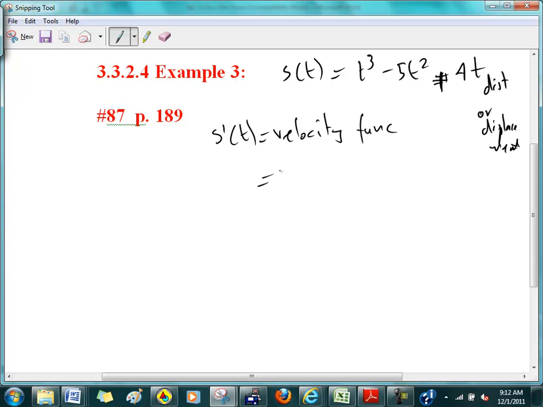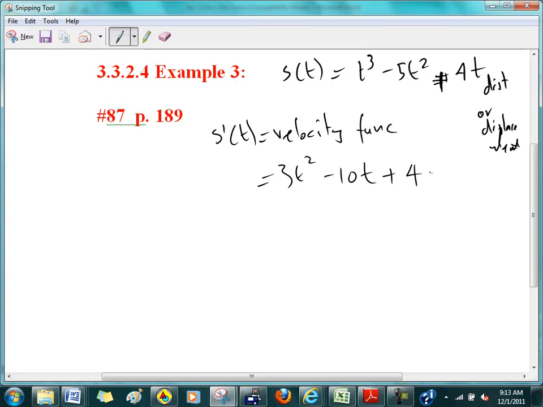And so, Teddy, do that. Fantastic. Good job. So this would be your answer to part A. Find the velocity function of the particle at any time t greater than or equal to 0. So there is your velocity function.